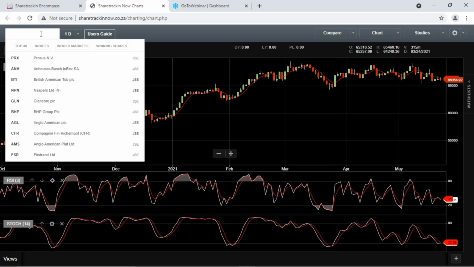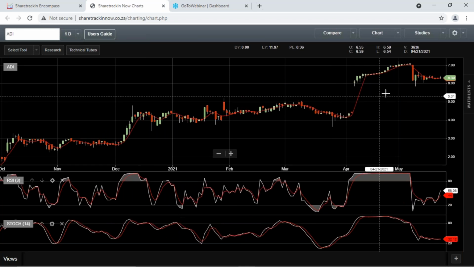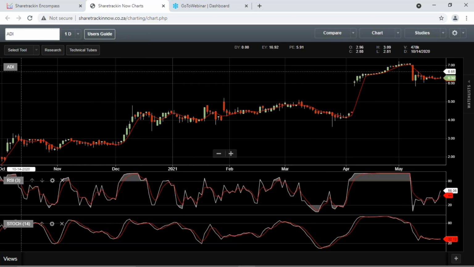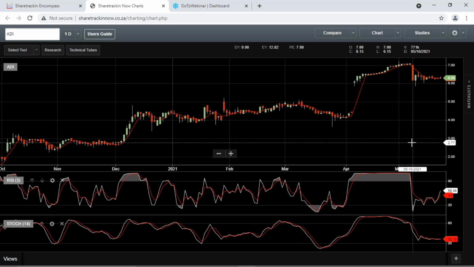Now in the top left corner, I type in ADI and I press enter. Immediately you will note that the share changed. I will notice that by the top left corner in the gray block there, it says ADI. Now I know I'm on the graph of ADI.